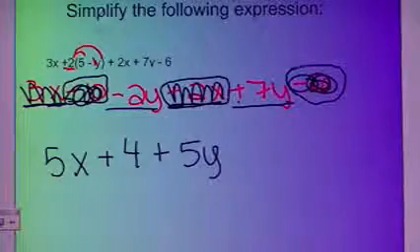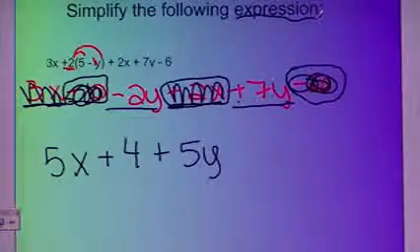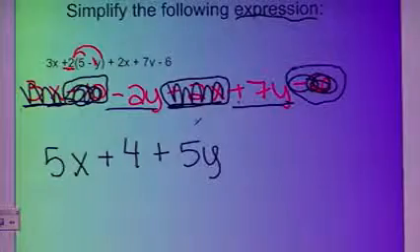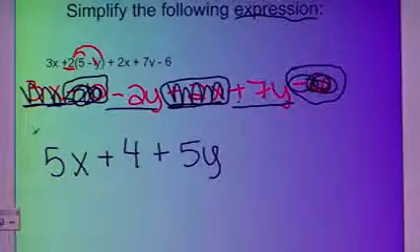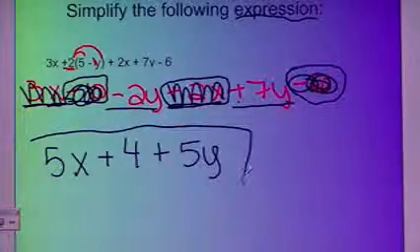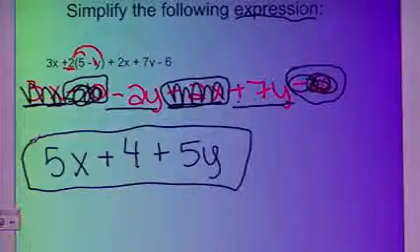So guys, when they say simplify an expression, I want you to notice something. There's no equal sign, so we're not solving anything. We're just simplifying, combining like terms, and once we've combined as much as we can, we're done. There's nothing else you can do for this problem.